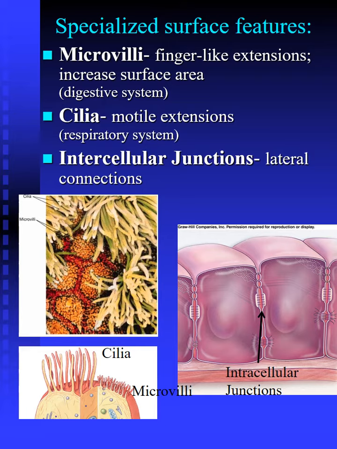And finally, we have our intracellular junctions that are found between the lateral surfaces of epithelial cells. Because epithelial cells are avascular, this allows for diffusion and communication between epithelial cells so that there's a cohesive transport of information and molecules between the epithelial tissue.